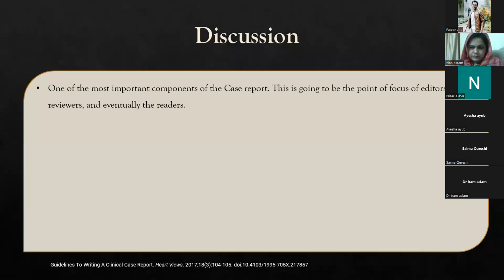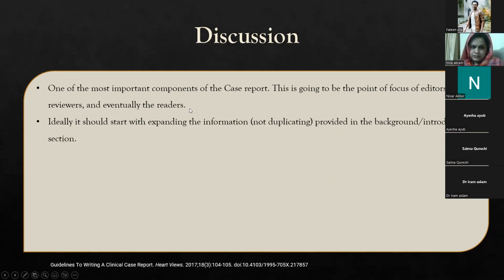Then you write the discussion. One of the most important components of the case report is the discussion. This is where most of the readers will be interested after reviewing your case report, because they are going to see how you compare your case with the previous literature. So it's going to be the point of focus for the editors, reviewers, and eventually the readers.